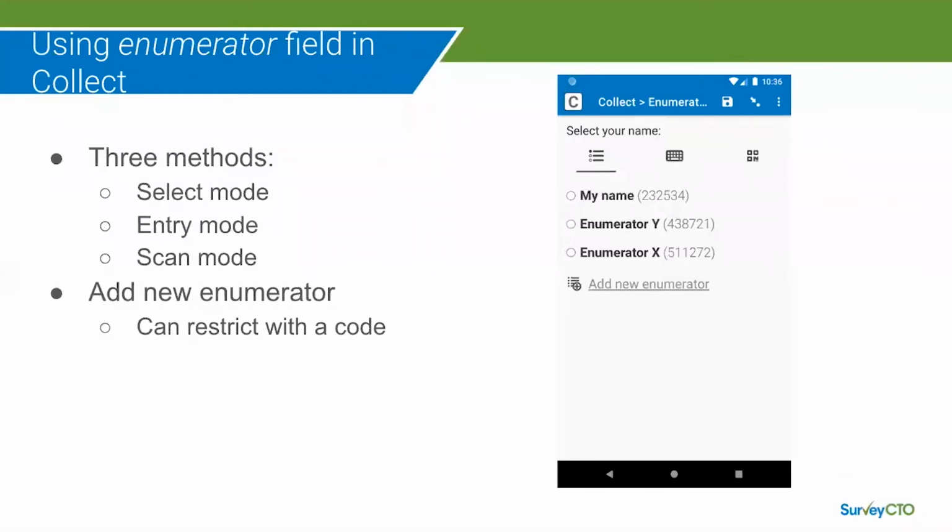In all three modes, the selected enumerator will be remembered, so they only have to select their name, enter an ID, or scan a QR code the first time they fill out a form with an enumerator field, and every time after that, they will be already selected. Also, as discussed earlier, if the enumerator is not already in the list of enumerators, they can use the Add New Enumerator button to add themselves to the list. You can even restrict this with a code, so only authorized enumerators with that code will be able to add themselves. As you can see, there are several ways for enumerators to select themselves, which they can use with ease, making it easy to track which enumerators completed which forms.